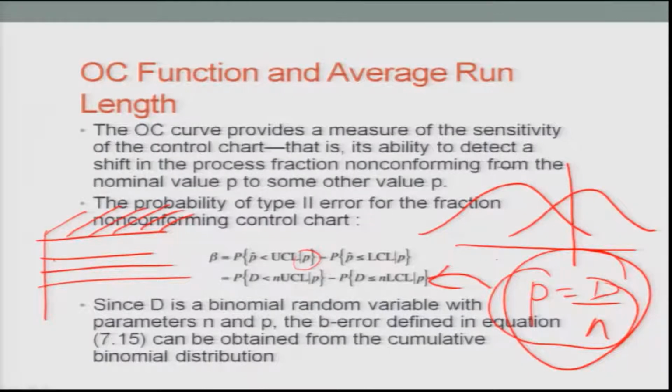So you want to find out what is the probability that d is less than or equal to n into UCL, which is the upper control limit, and in the other case that d would be less than or equal to n into the lower control limit. Based on that you will do the calculations. Since d is a binomial random variable with parameters n and p, the beta error, defined in the equation above, which is 7.12 here, can be obtained from the cumulative binomial distribution and the calculations made accordingly.